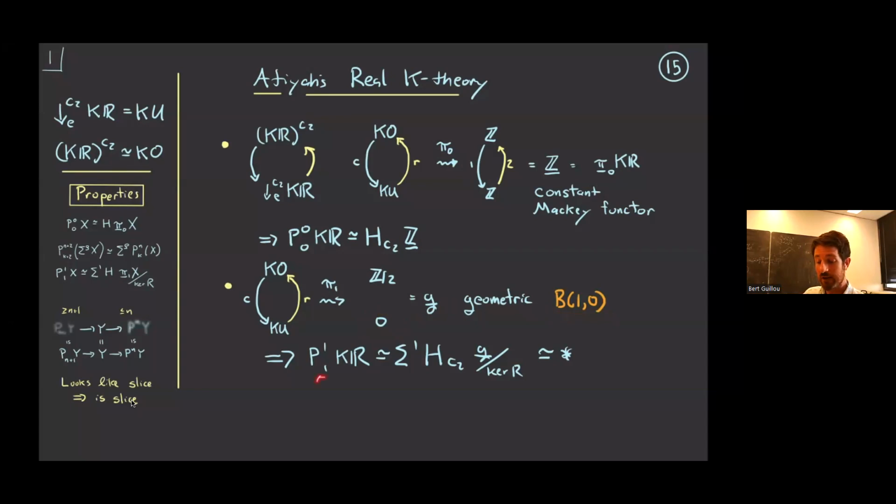Now for the one slice, we're supposed to take this Mackey functor and mod out by the kernels of the restrictions. Well, the kernel of the restriction here is that whole Z mod 2. If we mod out by it, we get nothing, right? And so what we see is that the one slice, this Mackey functor, is 0. So H of 0 is trivial, and suspended by 1 is still trivial. So we get no one slice. Okay. So we have a formula for the 0 slice and a formula for the one slice.